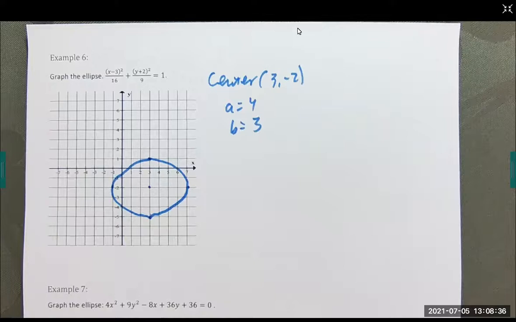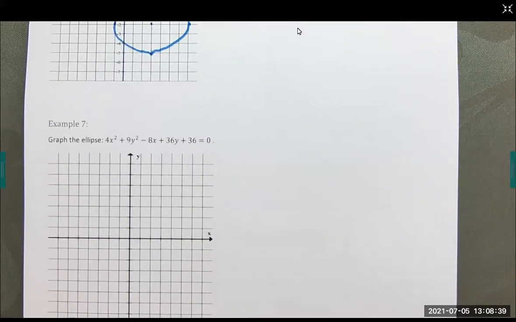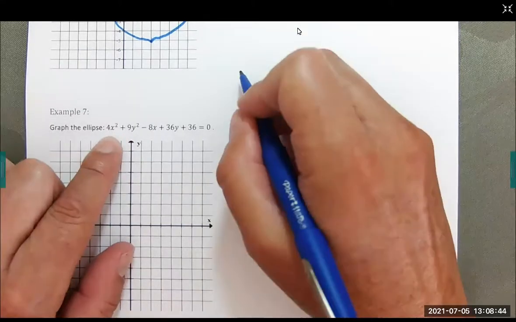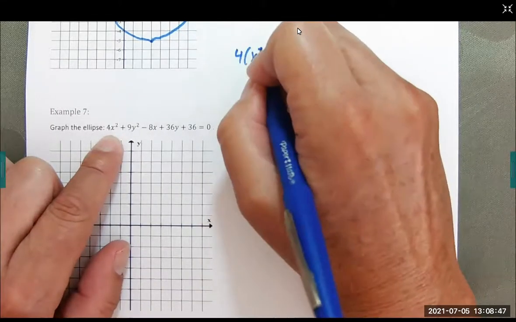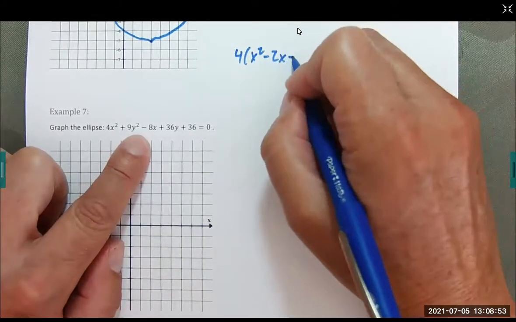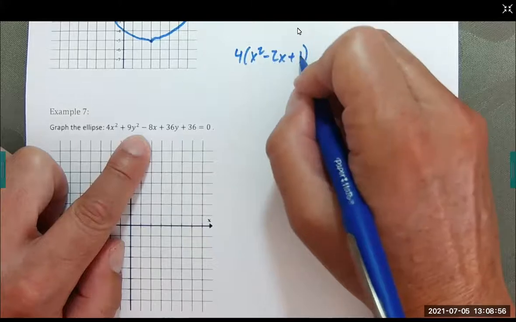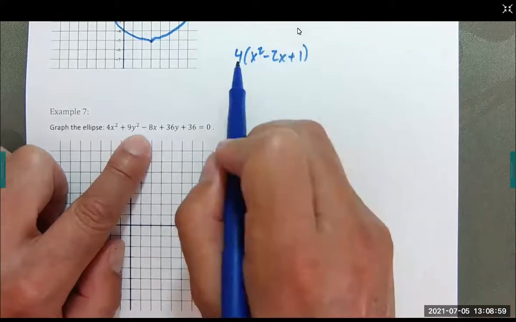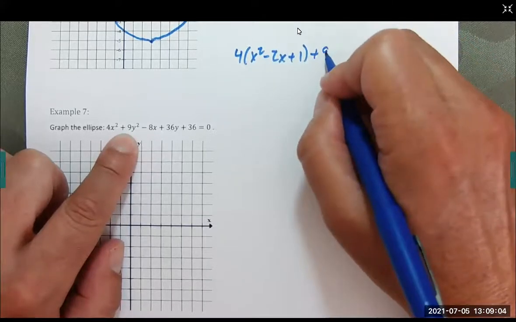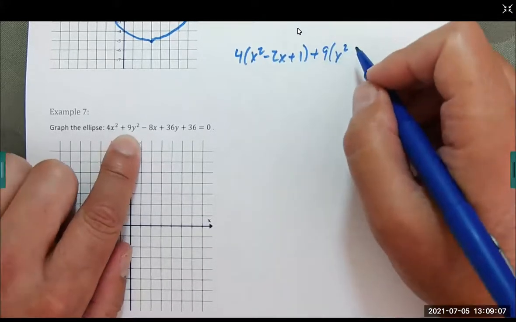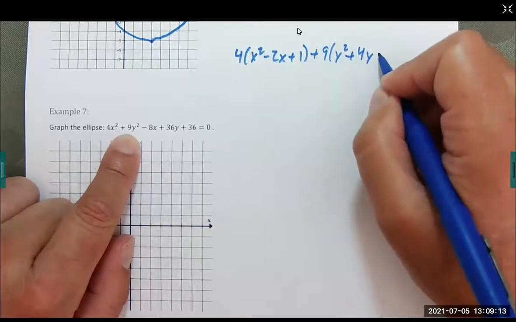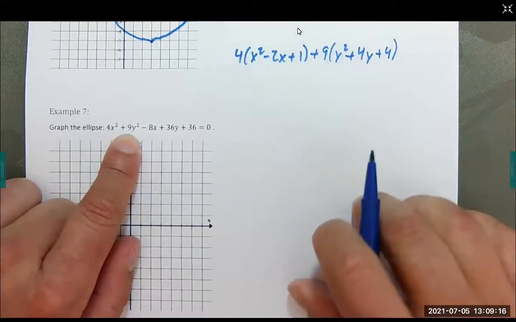All right, for this last example, I'm going to do some completing the square. So I'm going to rewrite this as, let me start up here, 4x squared minus 2x. Now to complete the square there, I'm going to add a 1, right? Half of 2 is 1, 1 squared is 1. But be careful because I'm actually adding a 4. Let's take care of the y's. So factor a 9 out. Y squared plus 4y. Now, to complete the square, I'm going to add a 4. In reality, I'm adding a 36.